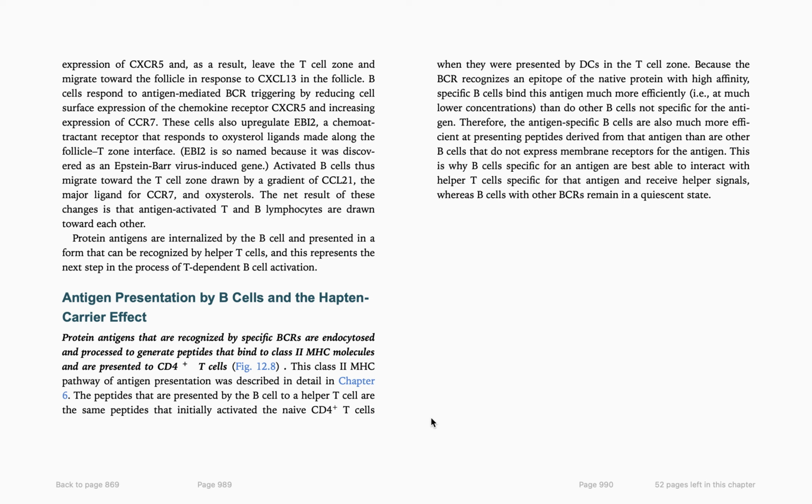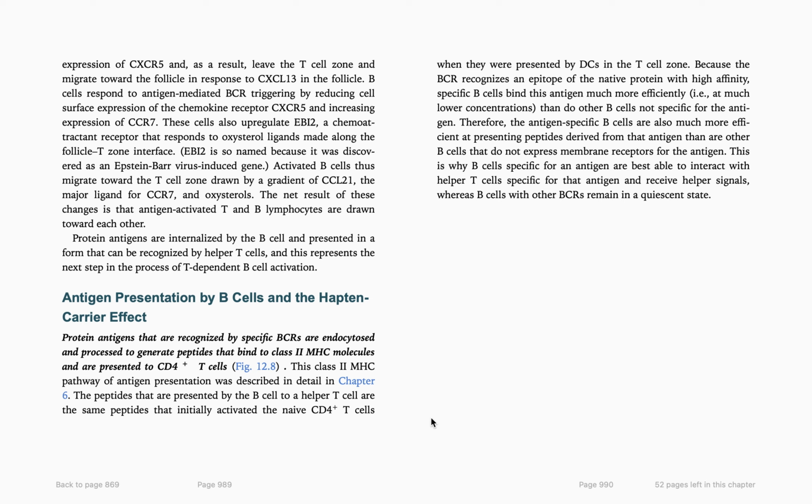CXCR5 and increasing expression of CCR7. These cells also upregulate EBI2, the chemoattractant receptor that responds to the oxysterol ligand made along the follicle-T zone interface. EBI2 is so named because it was discovered as an Epstein-Barr virus-induced gene.